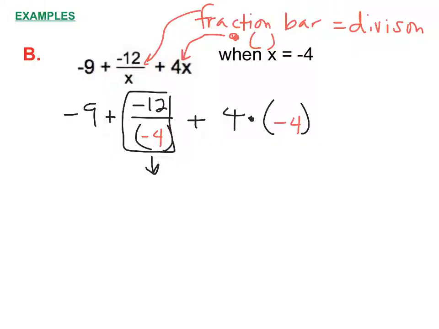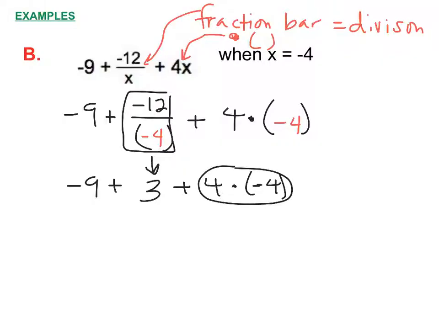Negative 12 divided by a negative 4. So 12 divided by 4 is 3. And a negative divided by a negative is a positive. So it's just going to be a 3. So now we're going to bring down everything we haven't used yet. Looking across, we have some addition, and then we have some multiplication. So positive 4 times a negative 4. So 4 times 4 is 16, and a positive and a negative is a negative. And then we're going to bring down everything we haven't used yet.